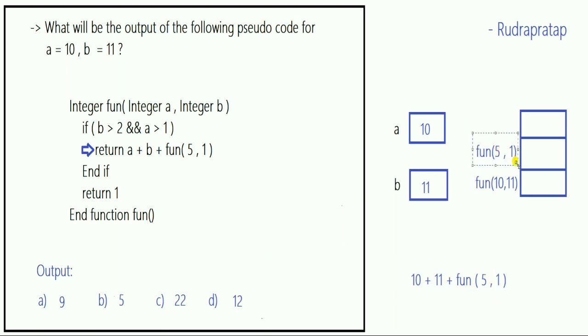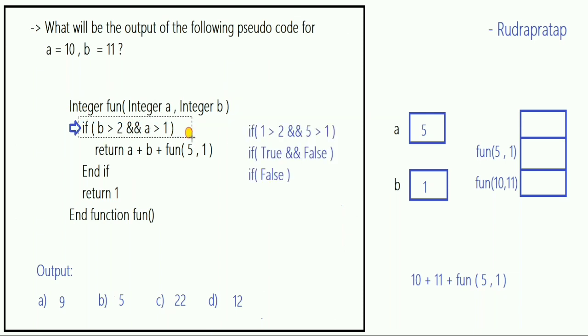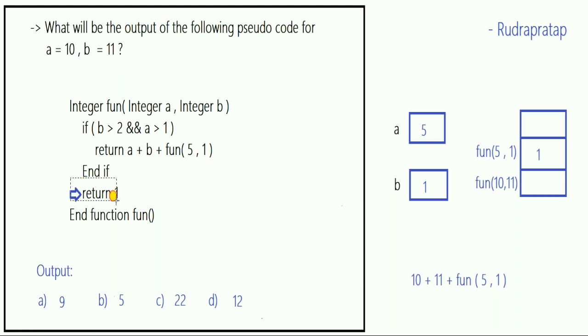So this function is recursively called. Again we will call that function, and now the initial value of a is 5 and b is 1. After that it will check the if condition. In the if condition we have b is greater than 2 and a is greater than 1. So 1 is greater than 2 and 5 is greater than 1. Here one condition is true and another condition is false, so it will return false, and the if body is not executed, and it will return 1.